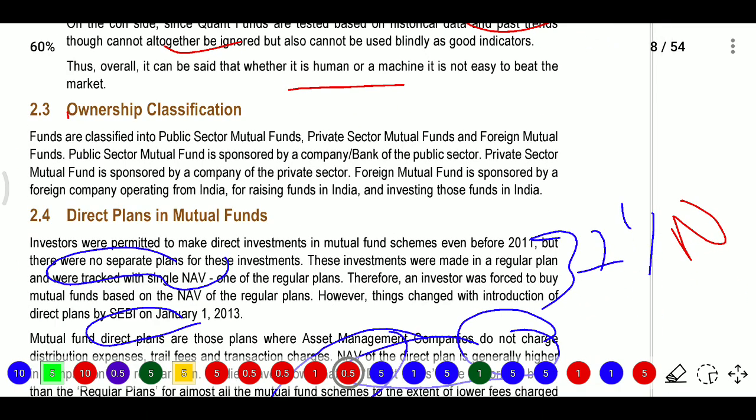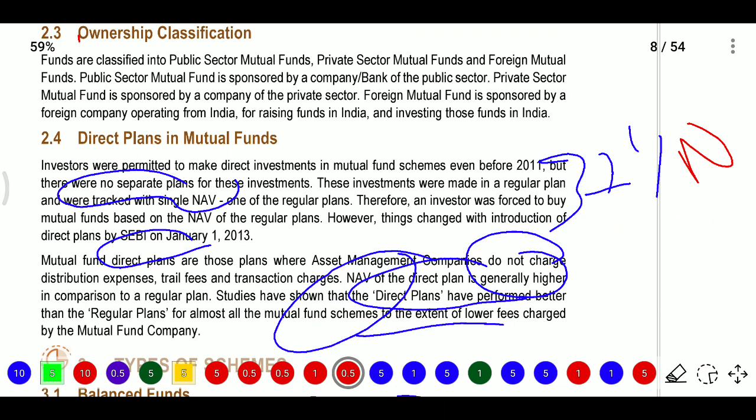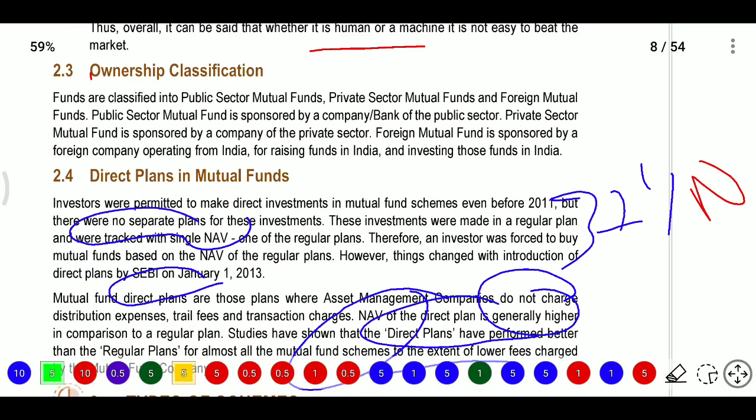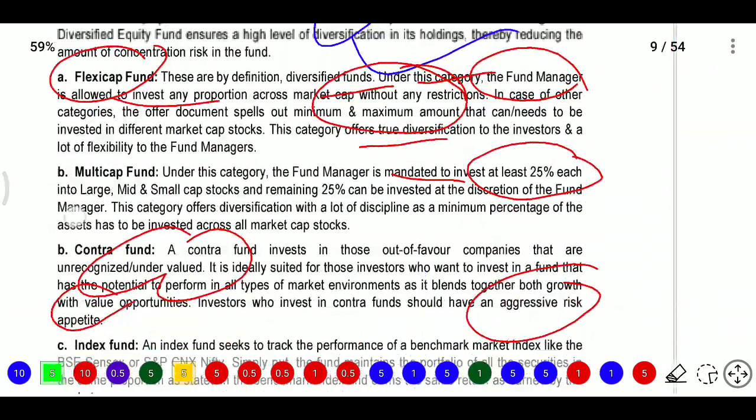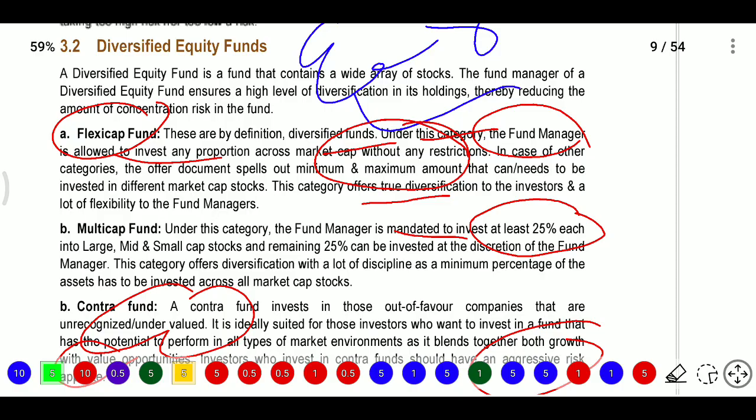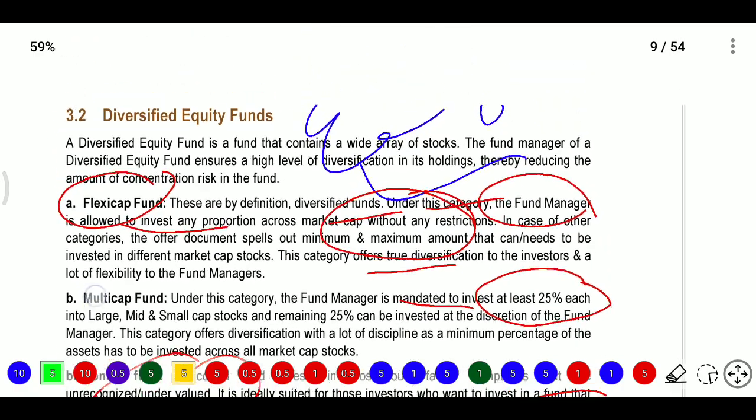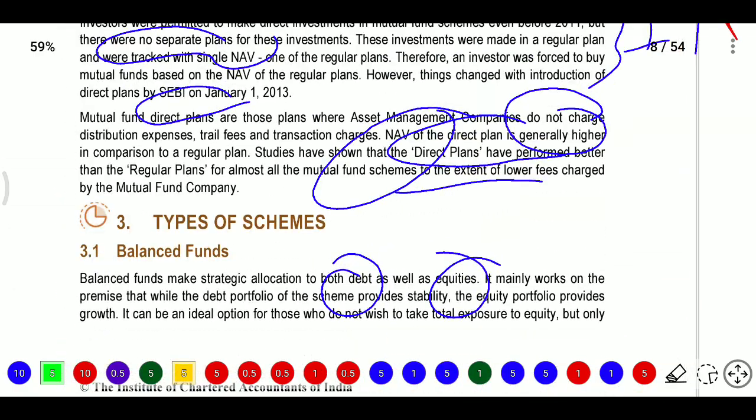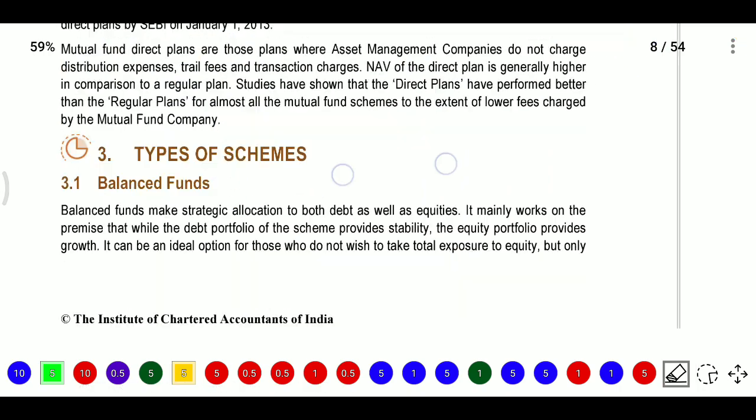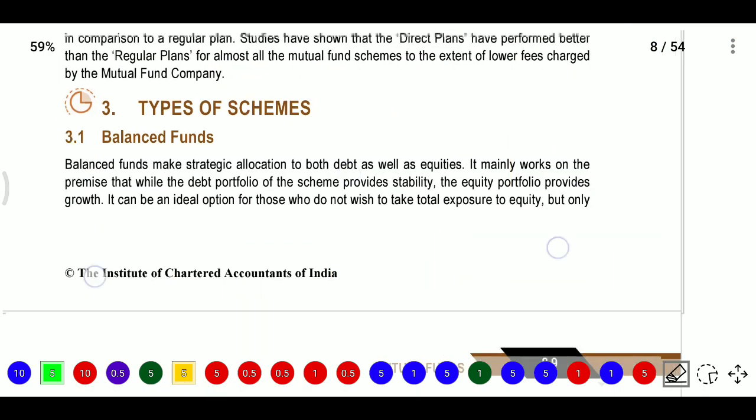Next, ownership classifications. Yesterday I did this one, direct plan, I don't know. So ownership classification, here funds are classified into public sector mutual fund. I think this was completed here. Okay, next. No, I hadn't completed it. This was completed last time. Just a second. Okay.